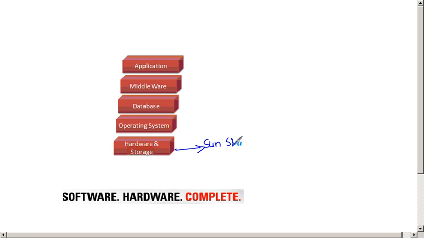SunSpark M8000 servers. In SunSpark M8000 servers, Oracle sells a high-end server which is 64 core and 1 terabyte of memory, and then the hard drive can go to 1 petabyte.